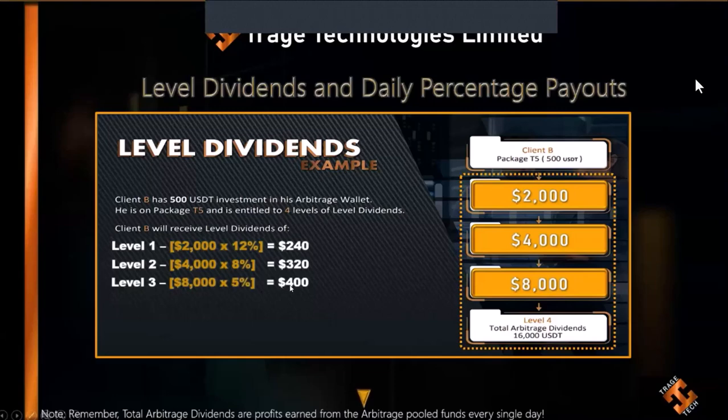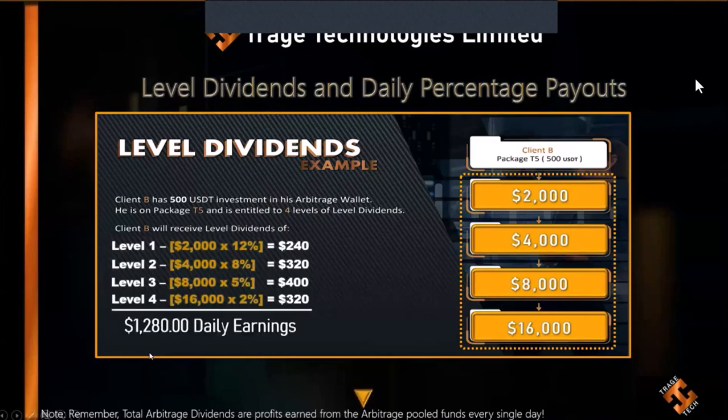5% of that's 400. The reason why I did this again, so you can see the math. So for those people that may not understand numbers, I made it real simple for you because that was a lot over there, right? Level 4, 16,000. You're earning 2% of that, right? So 2, 4, 8, 16, right? This is what you're earning. The total you're making here is $1,280. Now, I want you to keep this in mind.